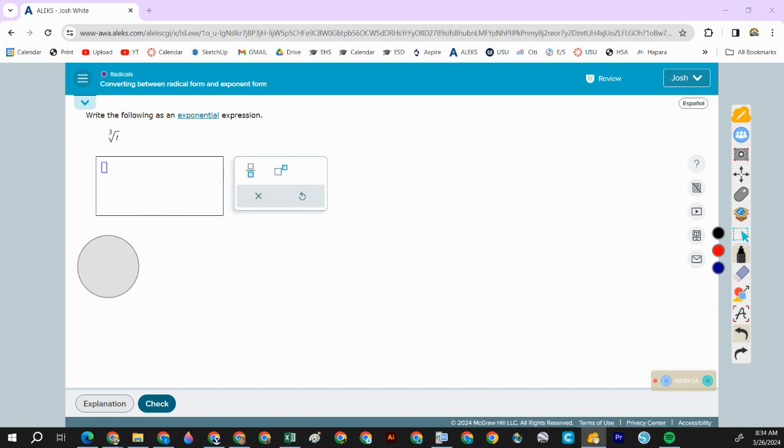Okay, let's do one more. Y to the negative 3/5. They probably aren't going to do a negative. We won't. So that would be the 5th root of y to the 3rd. Right?